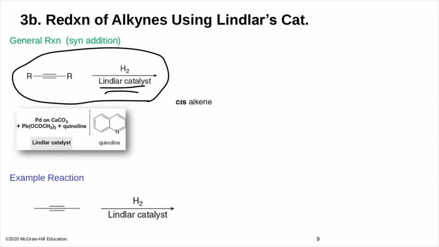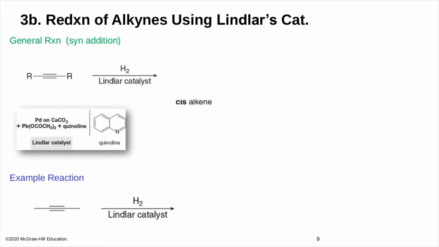Now, Lindlar catalyst is what you'll always see in the class with the arrow. We call it a poison palladium catalyst, and poison just means that it's a less reactive palladium catalyst. You'll never see this again after this slide, but if you want to know what Lindlar's catalyst is, there are your ingredients.